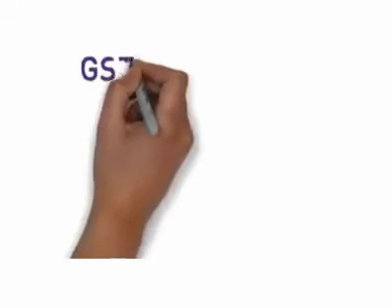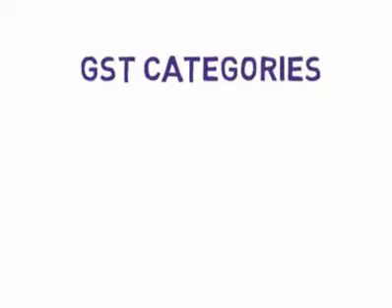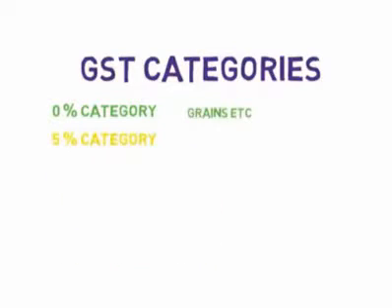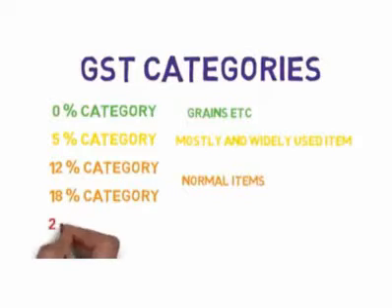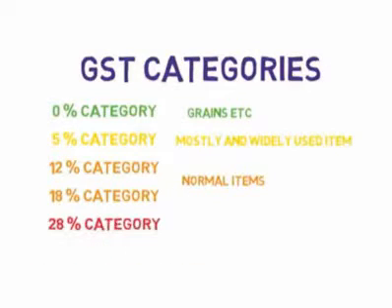We will also have 5 categories in GST in India. A 0% category, which will apply on food grains etc. A 5% category, which will apply on mostly and widely used items. A 12 and 18% category, which will apply on items which are normally used. A 28% category, which will apply on luxurious items.